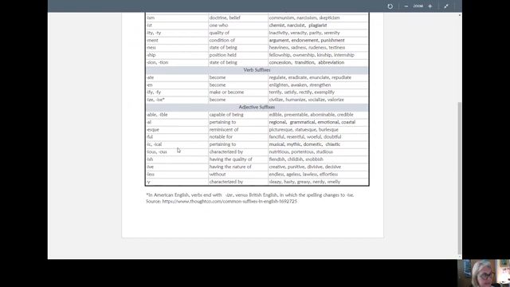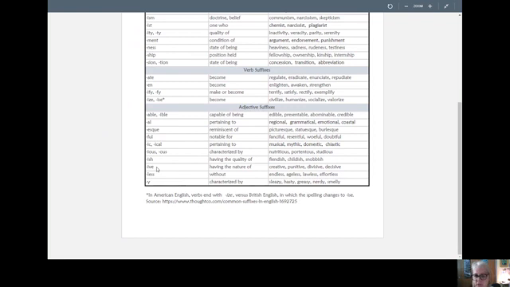IOUS or OUS, that means it's characterized by. So nutritious means it has to do with nutrition. Okay, so let's skip portentous. Studious means has to do with studying. Okay, he's a studious person. All right. ISH means you have that quality of something. So if you are childish, it means you're acting like a child would act. So that might not be a good thing, okay?